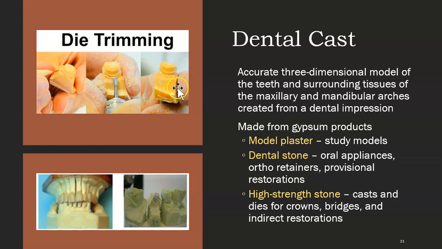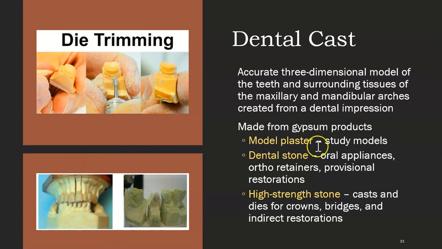Now this is a die, and a die looks like a replica of a prepared tooth basically, and it's constructed from a very dense gypsum product. And this is a working cast, which is like a stone that's strong enough for fabrication of indirect restorations or even prostheses, which I will talk about in a bit. This is a die, which is just a replica of one prepared tooth, whereas this is a working cast.